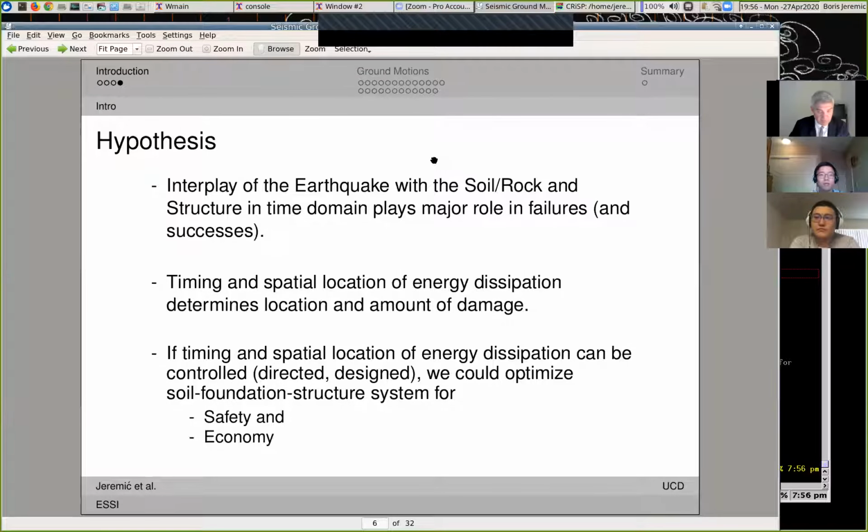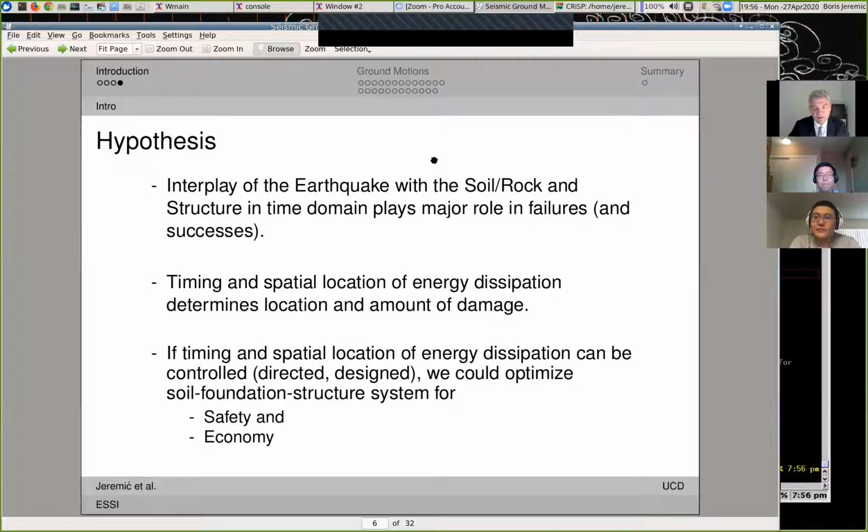This is one hypothesis I heard from Gazetas a long time ago. The interaction of earthquake, soil, rock and the structure in time domain plays a very important, a major role in all the possible failures and successes. Most of the time we actually do have successes.